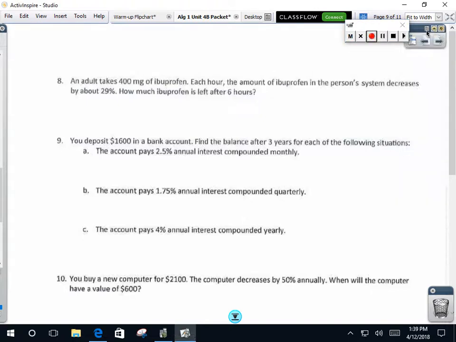Number 8. Shh. An adult takes 400 milligrams of ibuprofen. Each hour, the amount of ibuprofen in the person's system decreases by about 29%. How much ibuprofen is left after 6 hours? So Y equals 400, right? It's minus because decreases to the what power? And so Y equals, right, 51.2 milligrams.